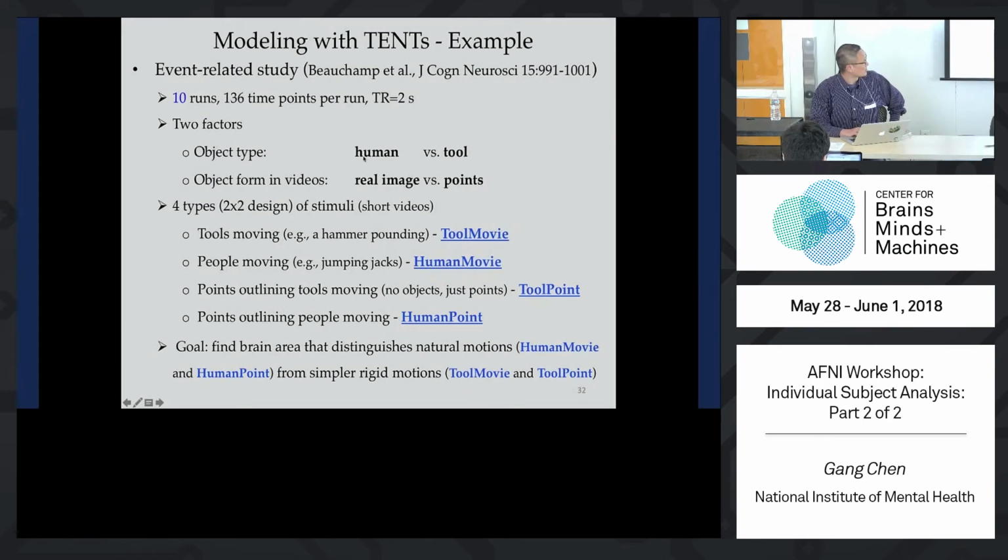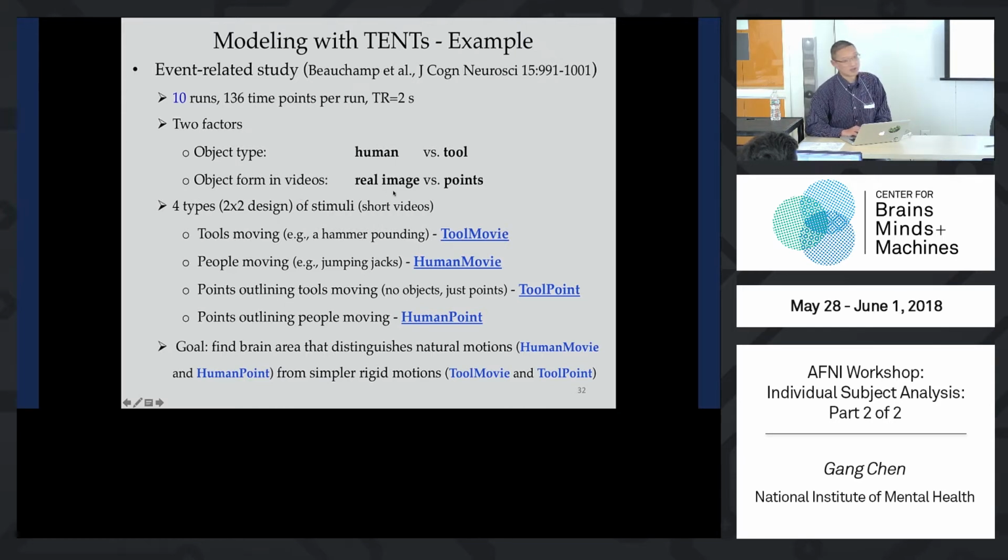There are 4 conditions. Those 4 conditions can be characterized in 2 different ways. One is the object type. That image can be a human or can be a tool. Human is just a picture of a human or some description of a human. I will show you a real image or a video of those 4 conditions later on. A tool can be a hammer or a saw, just human tools. So it's either human or just a non-human object.